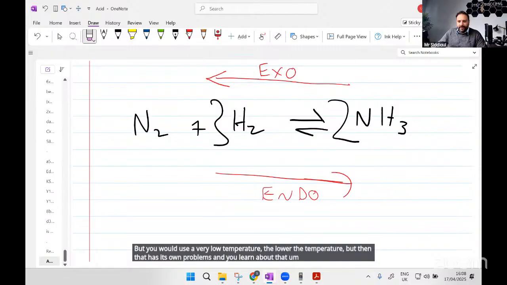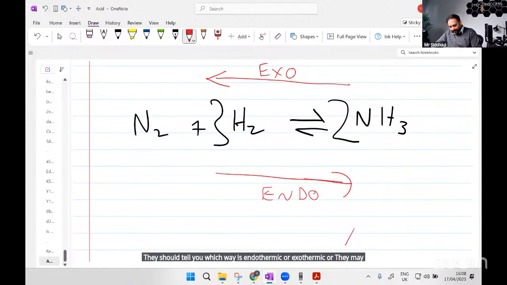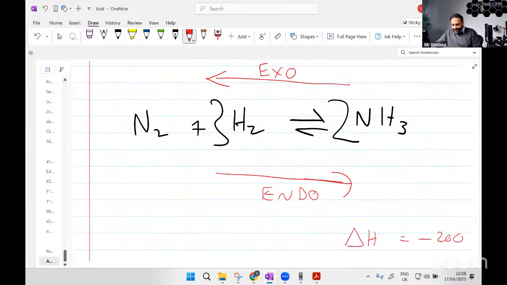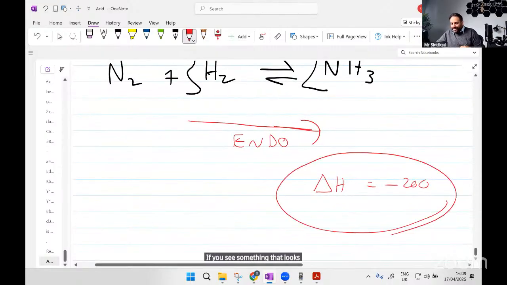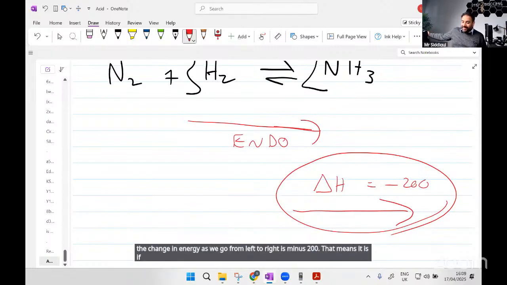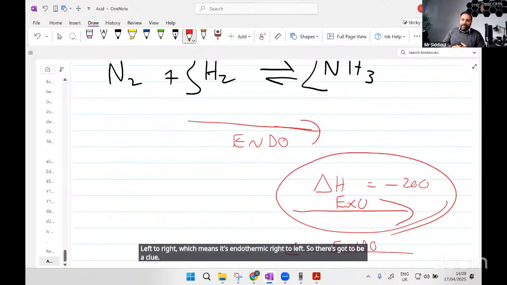But if it was any other reversible reaction, they should tell you which way is endothermic or exothermic, or they may say something like that. If you see something that looks like this, what it's trying to tell you is that the change in energy as we go from left to right is minus 200. That means if we're losing energy left to right, it is exothermic left to right, which means it's endothermic right to left.